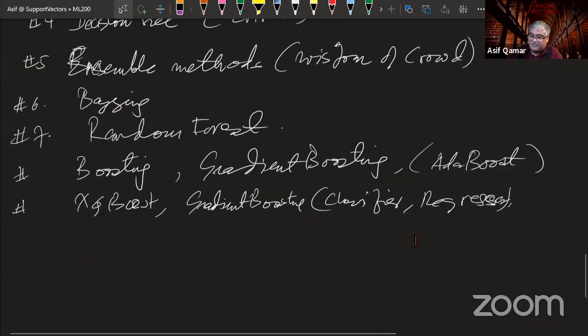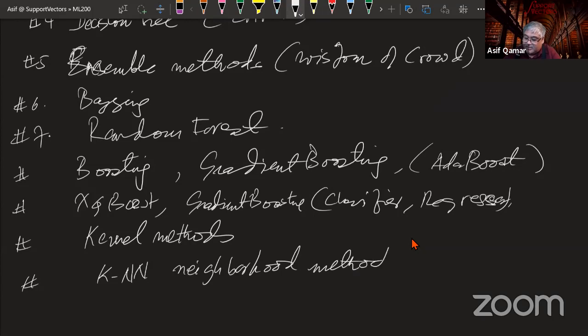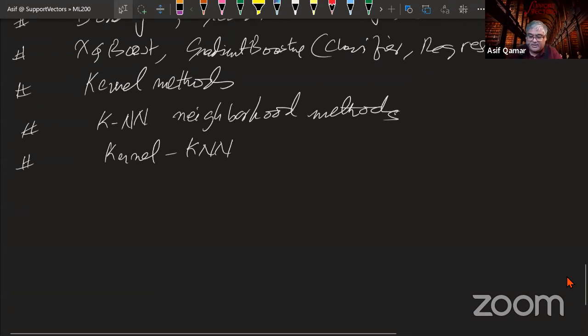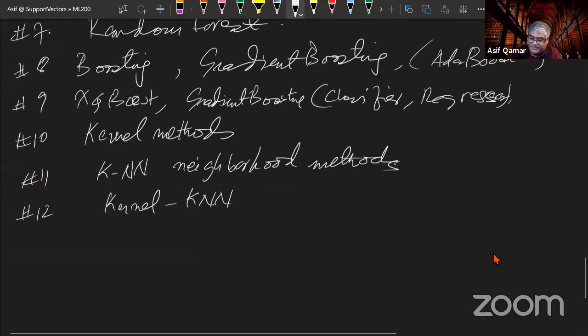We also learned about support vector machines, kernel methods. We did KNN, neighborhood approach methods. We did kernel KNN. Then we did the support vector machines. Oh goodness, what's the count though? I forgot the count. 7, 8, 9, 10, 11, 12, and 13 is the SVM.